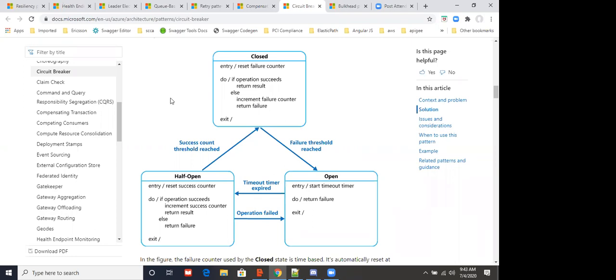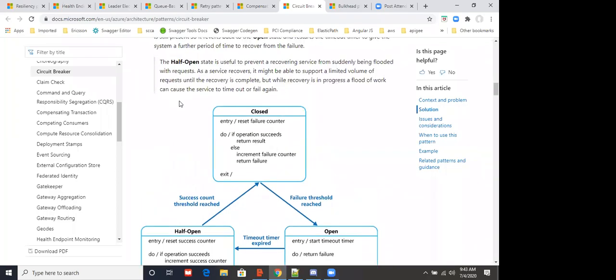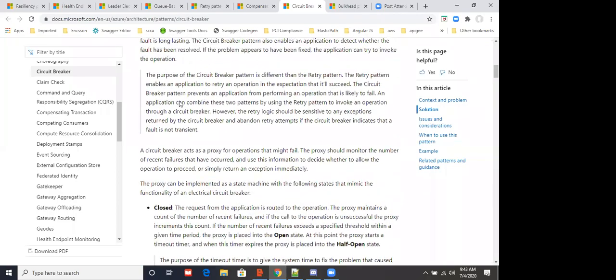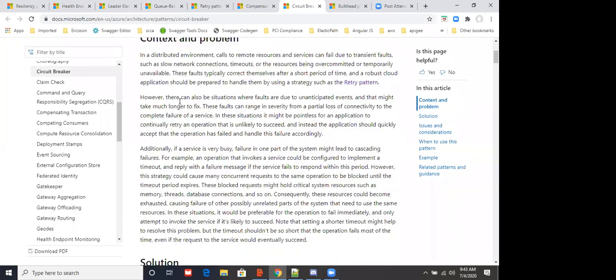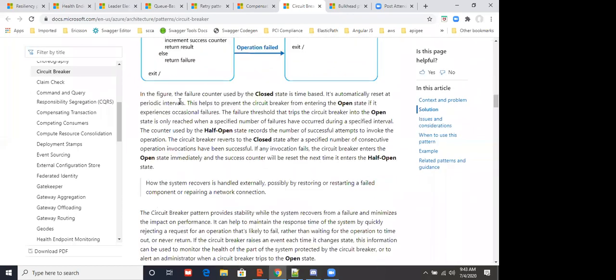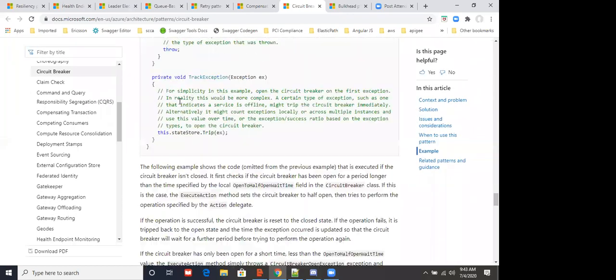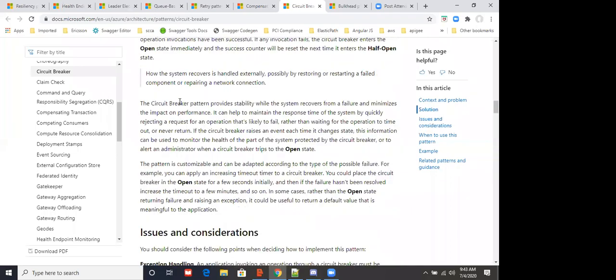It's basically the cascading, how it occurs. I don't know if there is a good diagram here. No, I don't think so.